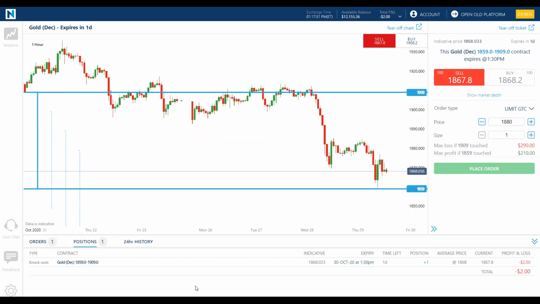And notice in my positions, I bought one at 1868. It shows me in my position pane where I bought one, and I've got an order to potentially sell it up at 1880.